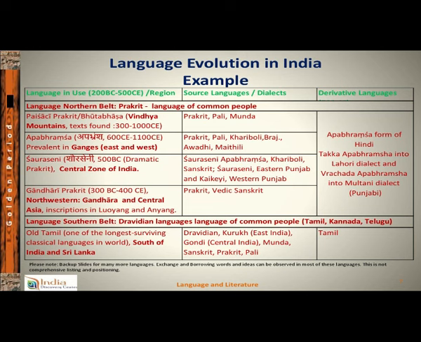Now in southern India, which I'm calling the Dravidian language belt because that was the language of the common people, the old Tamil, which is considered one of the longest surviving classical languages in the world, was available in south India and Sri Lanka. And these were the dialects and languages which contributed in the development of old Tamil. And the Dravidian language which got established in this particular period was Tamil.